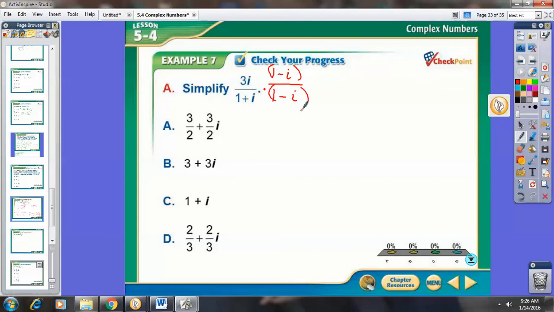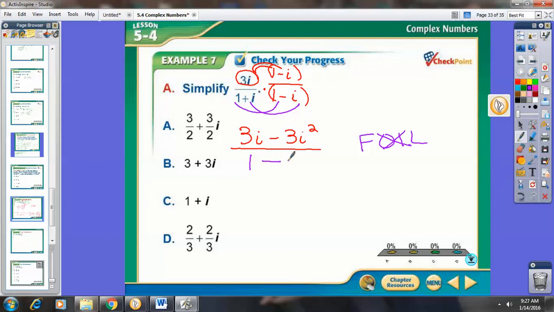So it looks like in the numerator we'll distribute 3i. 3i times 1 is 3i. 3i times negative i, negative 3i squared. And in the denominator we're multiplying by the conjugate. Can we do the shortcut? We can. So we can just do F and L. 1 times 1 is 1. i times negative i, negative i squared. Okay. We do have these i squared, which we can replace with negative 1.